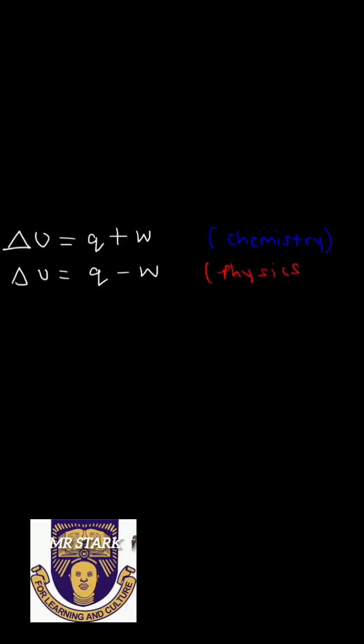The equation for the change in the internal energy of a system is Q plus W. And this is the equation that you'll see in a typical chemistry textbook. Q represents the heat energy that flows into or out of the system, and W represents the work. Now in physics, the equation is a bit different. In a physics textbook, you'll see delta U is equal to Q minus W.